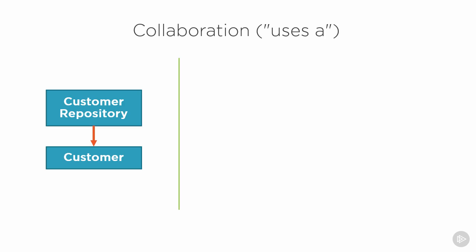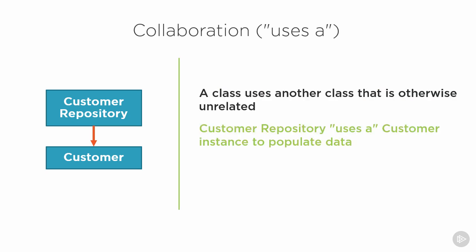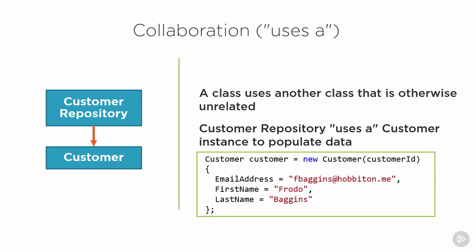A class has a collaboration or uses a relationship when the class uses another class that is otherwise unrelated. For example, the customer repository uses a customer instance to populate data. Implement this relationship by creating an instance of the collaborating class and accessing its properties or calling its methods.